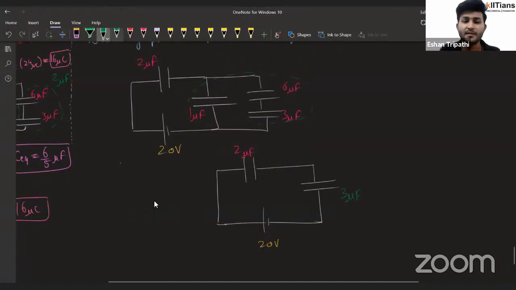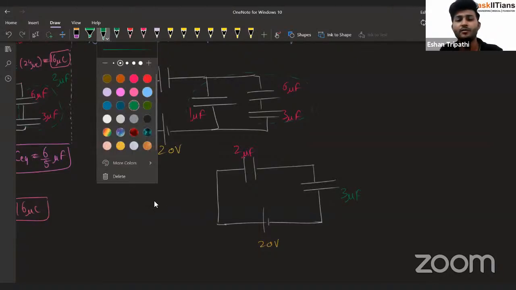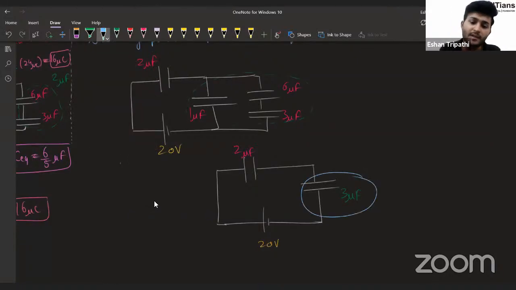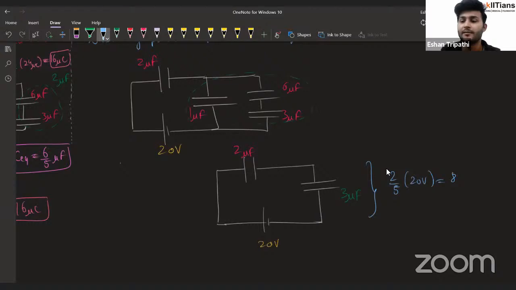Like ratio of capacitance is 2 is to 3. So potential divide 3 is to 2. So you can imagine 2/5 comes on it. 2/5 comes on it, right? I guess so. Yeah. 2/5 of 20 volt comes on it. That is 8 volt. Yeah, 8 volt.